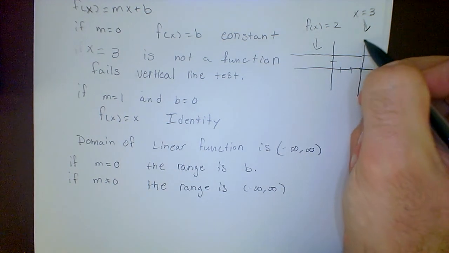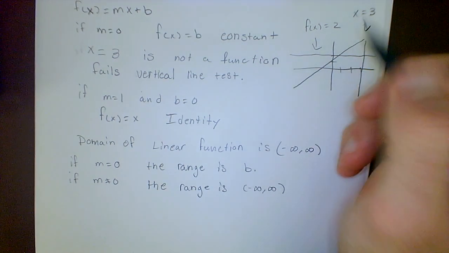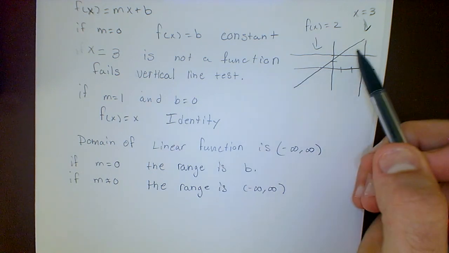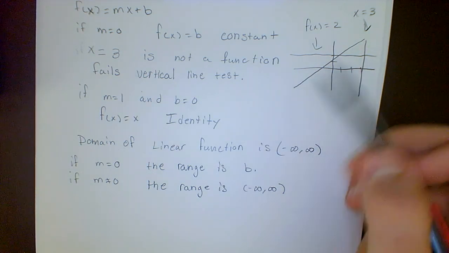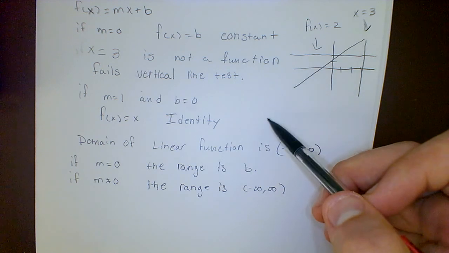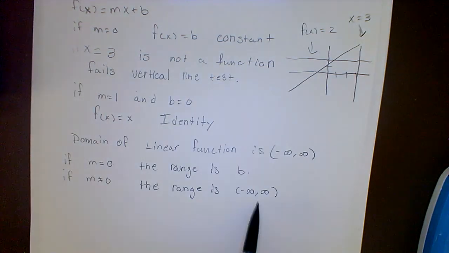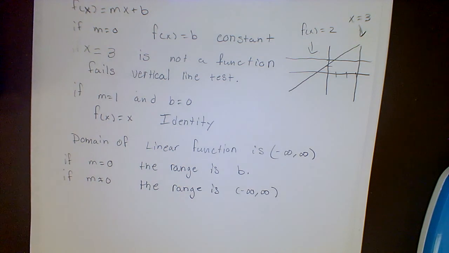If I have some random line y equals mx plus b, no matter what y number I want, there's always some x that gives it to me. That's why the range is also negative infinity to infinity if m is not equal to 0. So that's a little bit more about a linear function.